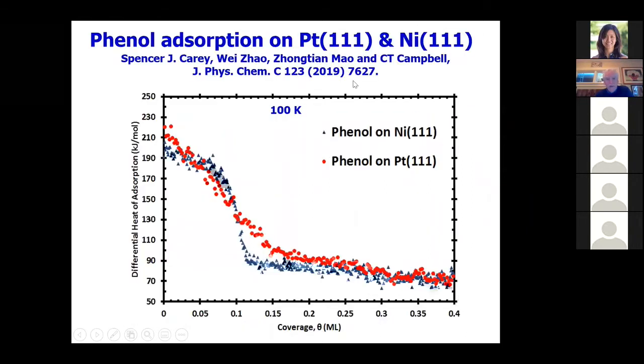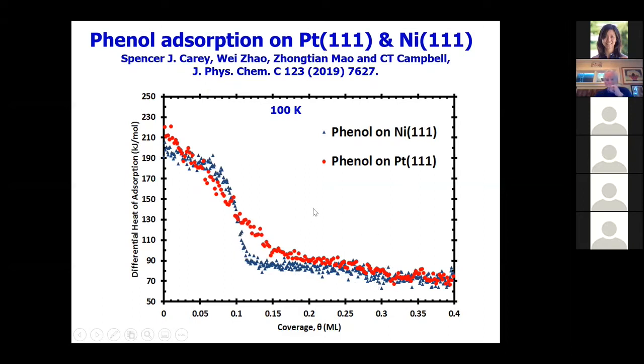We had just measured phenol adsorption on platinum 111 and nickel 111 by calorimetry. And the heat of adsorption is giant. It's like 200 kilojoules per mole. And then when you populate the first layer, it drops off. This is at low temperature, so we also populate the second layer and the third layer and multilayers. This is the interesting part that's binding to platinum. It's a high heat of adsorption, and then it decreases with coverage, and then it drops down to the multilayer heat.